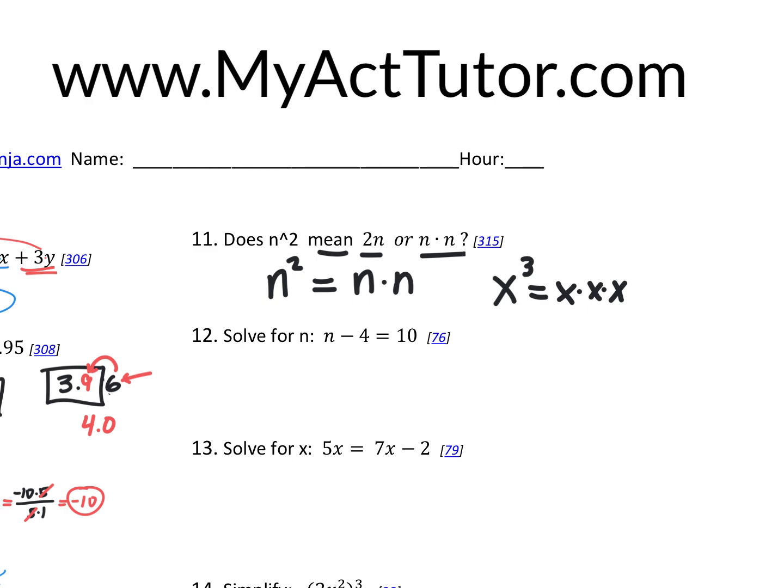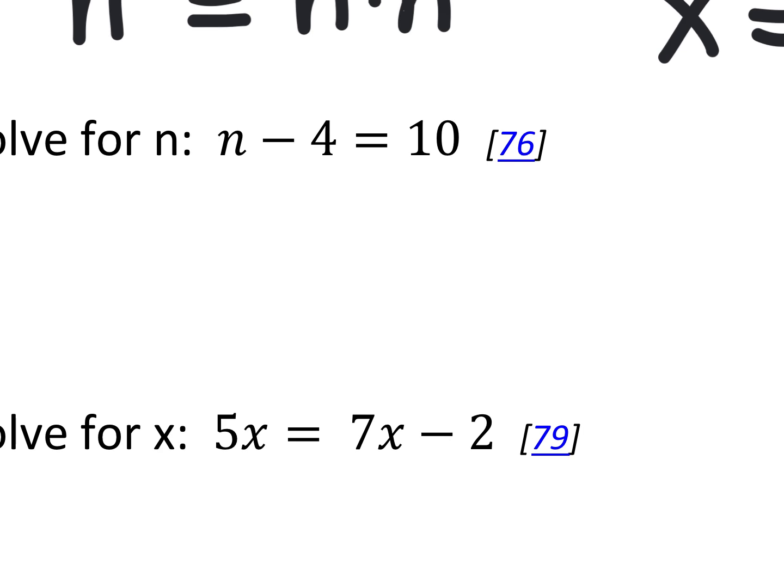Next, let's talk about skill 76. You're solving for n, and you've got this equation. I like to think of this as trying to get the n alone, because if n was alone at the end and n was equal to something, we would have solved it. So if I want to get the n alone, I ask myself, what's next to the n? That's the only thing I need to get rid of, and then the n will be alone on its side of the equal sign.